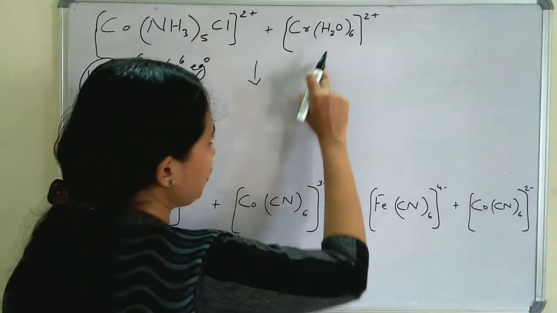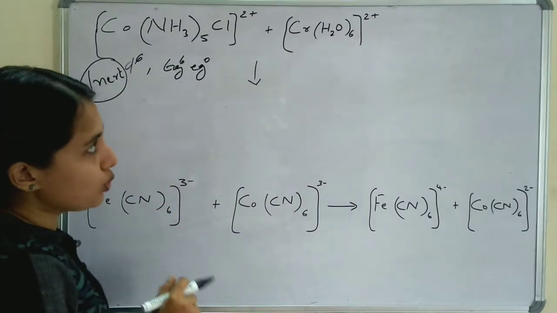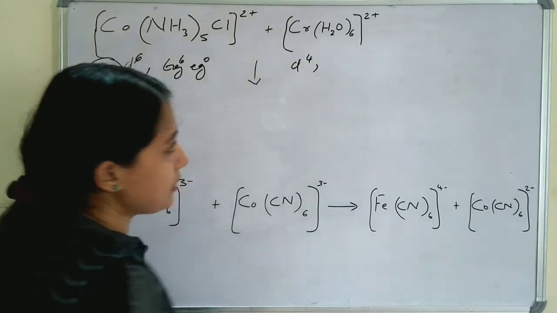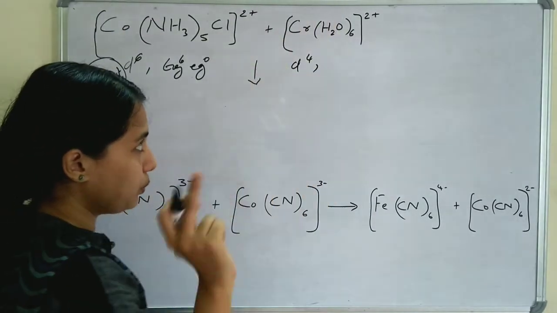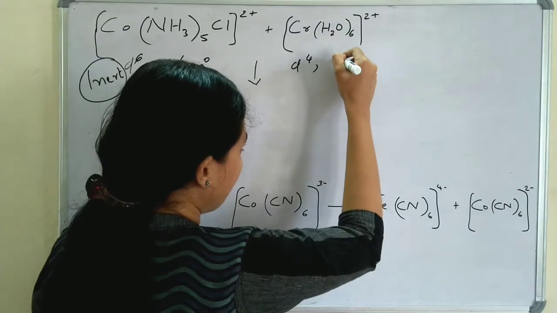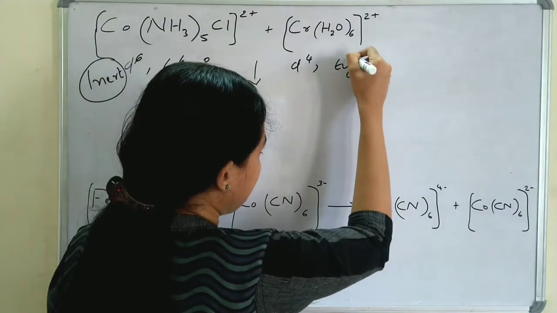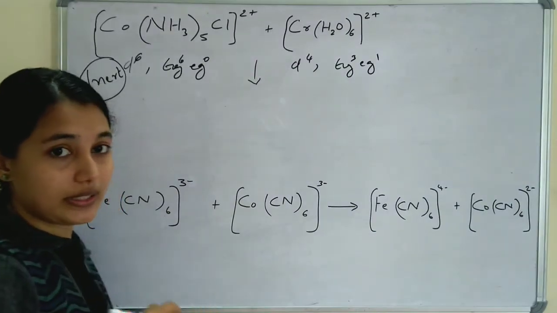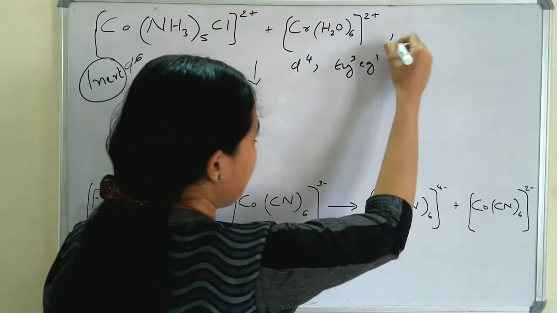Now coming to the chromium complex, Cr2+. Chromium 2+ has a d4 configuration, and this is a high spin complex. Water is a weak ligand. So d4 gives t2g3 and eg1, so one electron in the eg orbital. So this will be a labile complex.